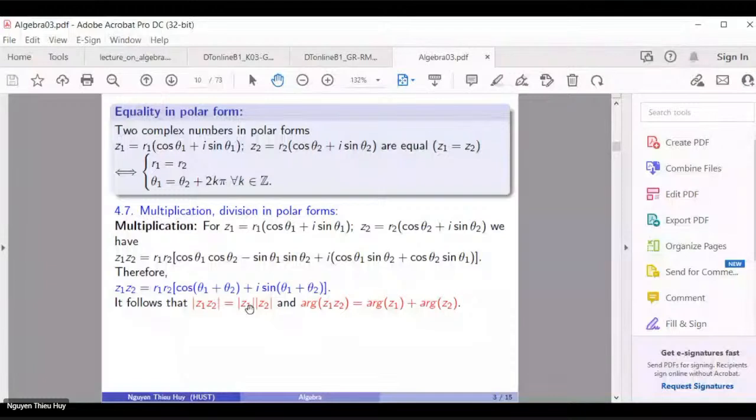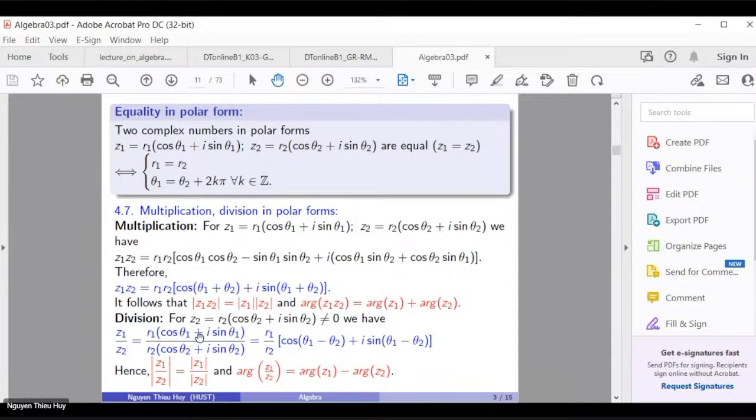And good. So we have here again the argument of a product, simply the sum of two arguments here, theta 1 and theta 2. Okay, so this is multiplication. So the multiplication is actually very simple. You just multiply two moduli, and you just add two arguments.